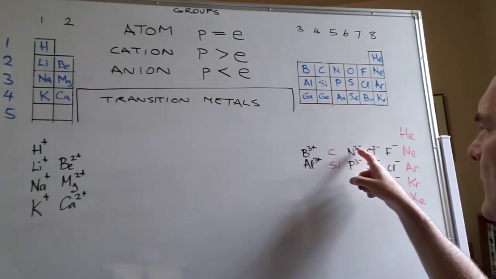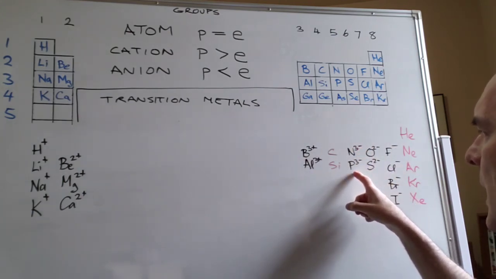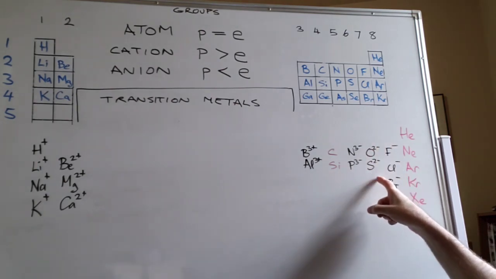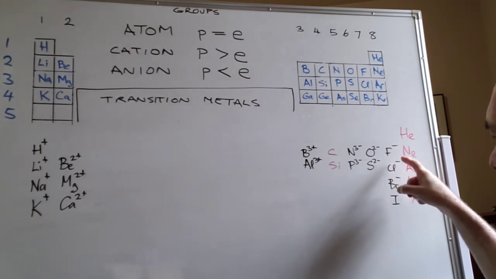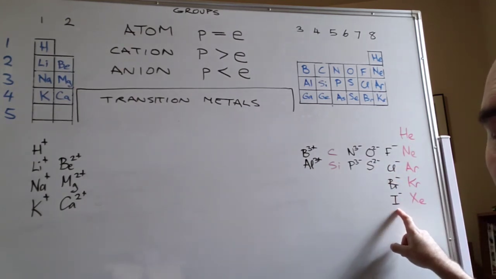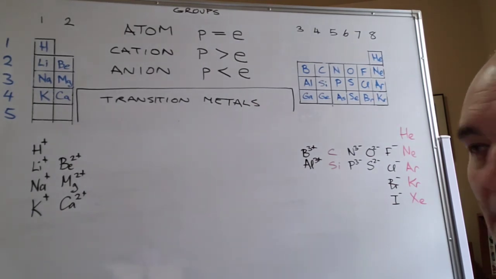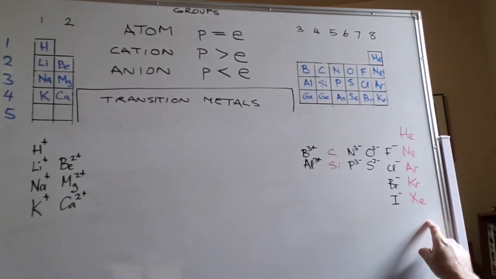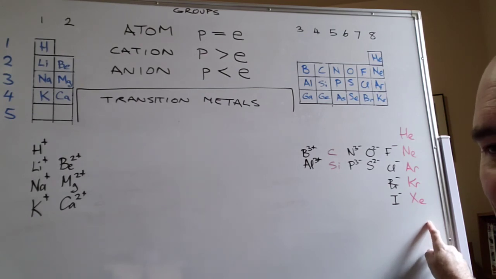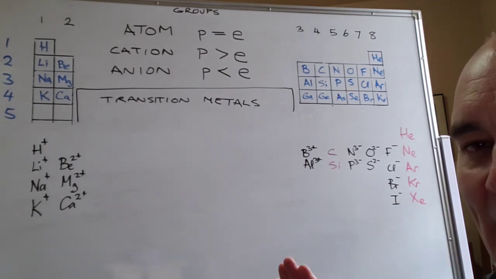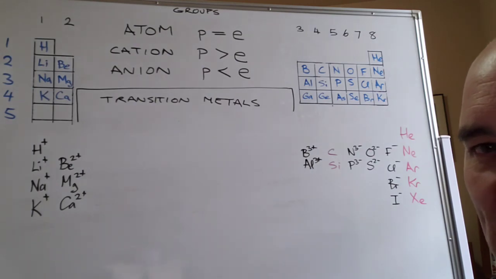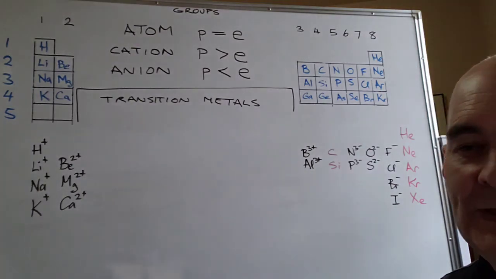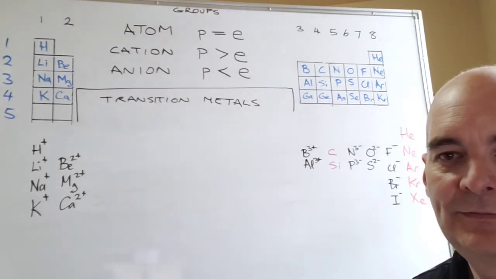Everything in group 5 makes a 3- ion. Everything in group 6 makes a 2- ion. And then all of these halogens, group 7, fluoride, chloride, bromide, iodide, they all make a 1- ion. The elements that are in group 8 are called noble gases or inert gases. They already have 8 electrons on the outside of their atom, and that makes them incredibly stable. Stable is another way of saying unreactive, and so they're not participating in this at all.